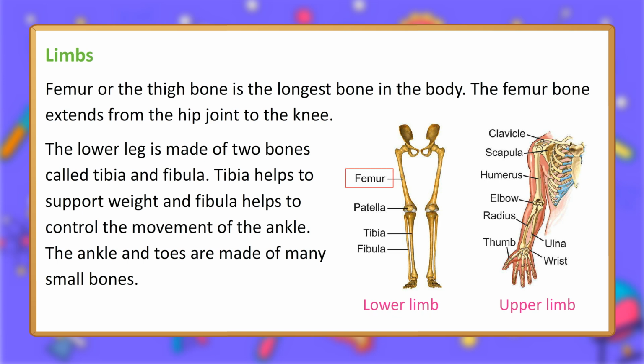Lower limb: femur, patella, tibia, fibula. Upper limb: clavicle, scapula, humerus, elbow, radius, thumb, ulna, wrist.